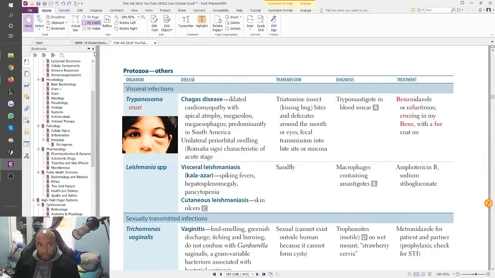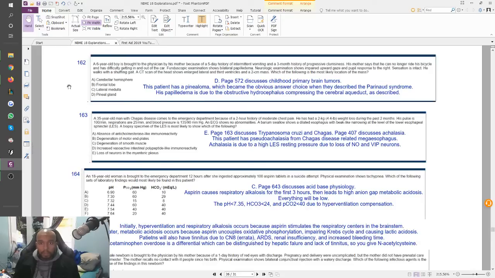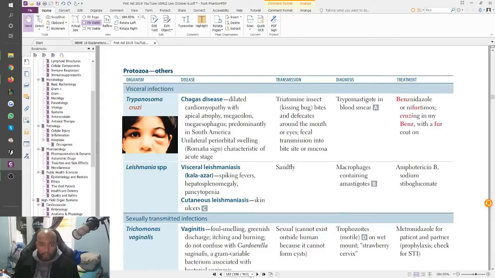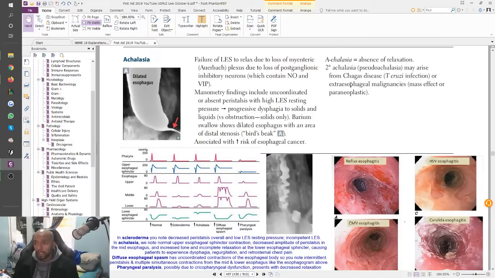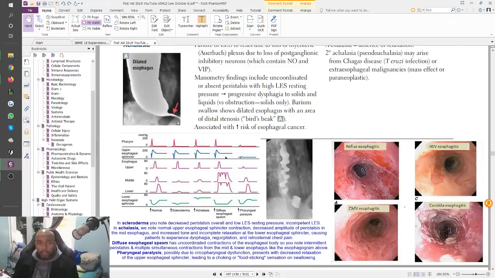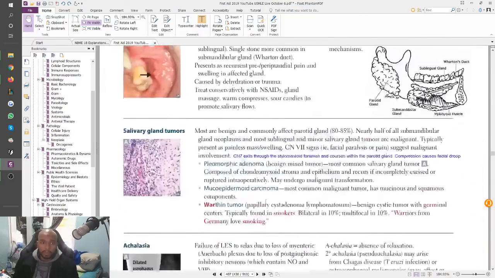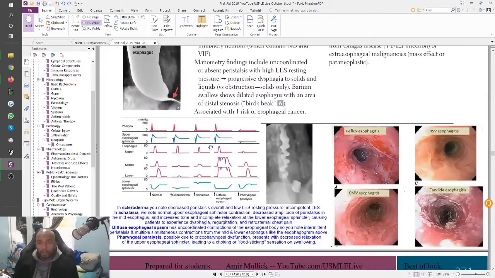Right now, this patient has achalasia, but not exactly real achalasia, more so like pseudo-achalasia. So page 407 is where we talk about that. So right here, achalasia, absence of relaxation. That's what achalasia means. Secondary achalasia is pseudoachalasia, may arise from Chagas disease or extraesophageal malignancies like a mass effect or paraneoplastic syndrome. Right, and these are conditions you have to understand really well. I've talked about these when we did the GI PAP videos. I talked about it in good depth.